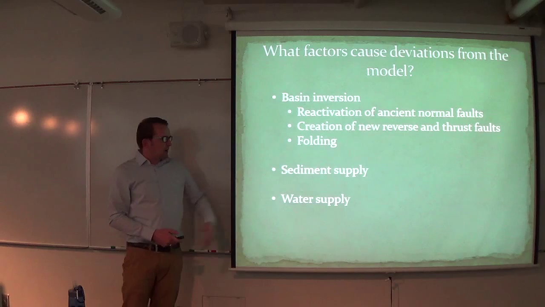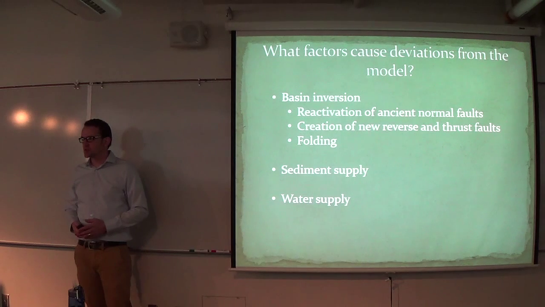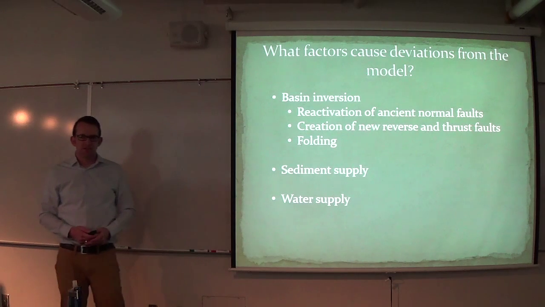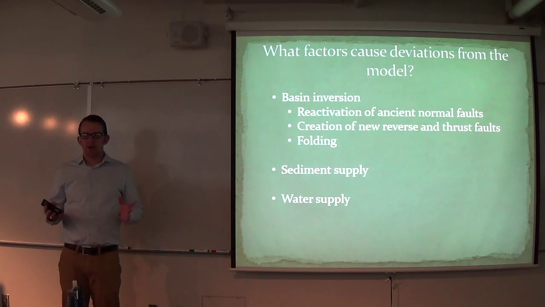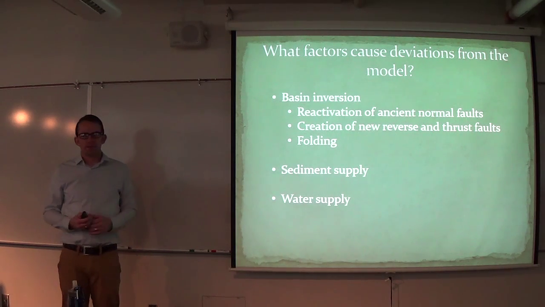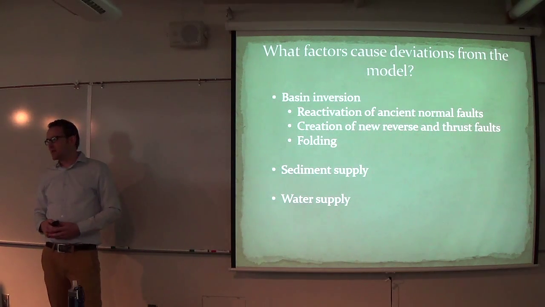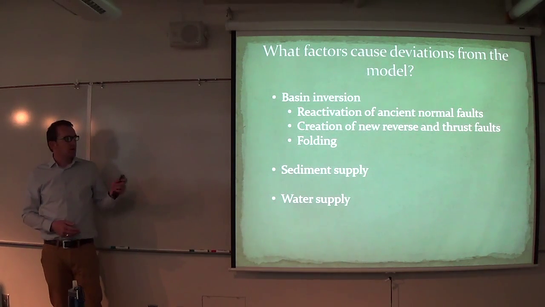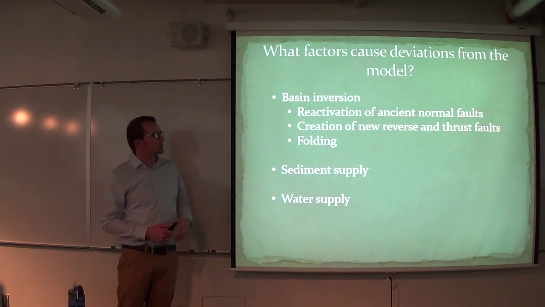So I talked about sediment supply and water supply as potential causes of deviation from the basic structural model that I showed you earlier. Another big one that I found in my research is basin inversion. What basin inversion is, after a period or an episode of extension has occurred, it's followed by an episode of compressional tectonics. What that can do is reactivate the normal faults that were there, and they become reverse faults. Also, new reverse faults and thrust faults can form, as well as folding. And I'll show you a picture of that here in a minute.